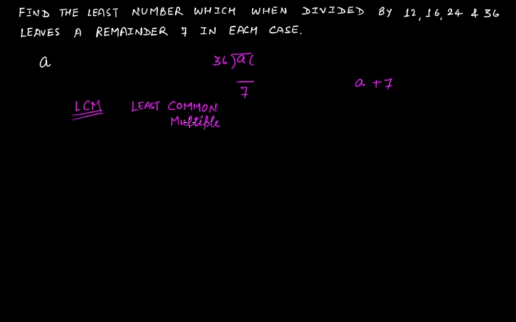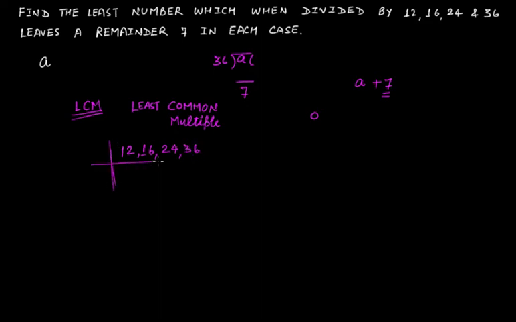First you find the least common multiple and then add 7 to it so that you get 7 as remainder, because if you divide the least common multiple by these numbers, then the remainder will be 0, and in order to get 7 you should add 7 to that number. So find the LCM of 12, 16, 24 and 36.